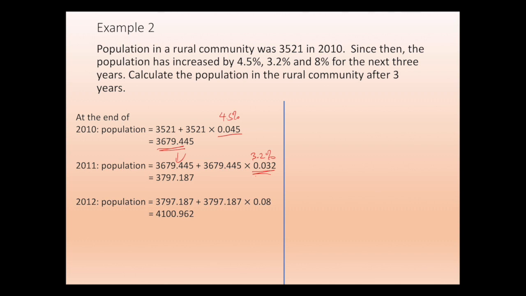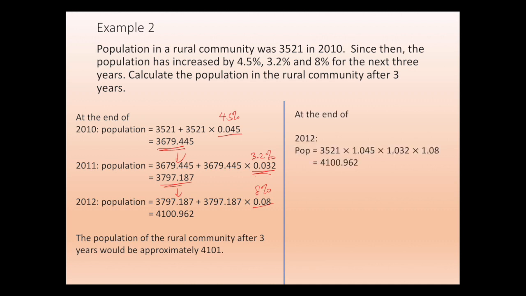And this is actually 3.2%. Again, in 2012, this is 8%, and we use this number to work out the final population. Since we cannot have 0.9 of a person, we round it off and answer the question. The population of the rural community after 3 years would be approximately 4101.